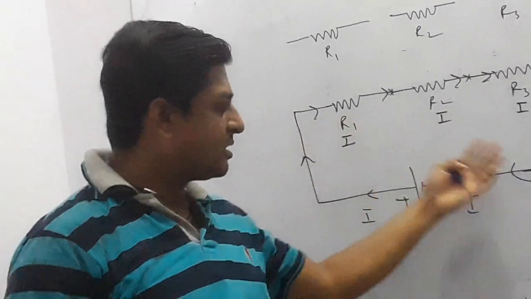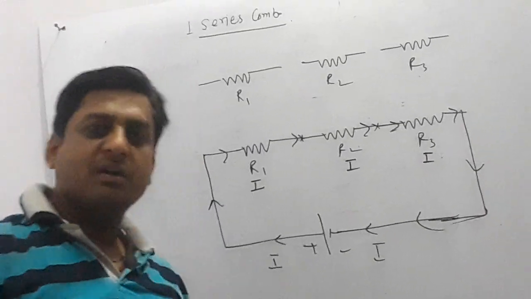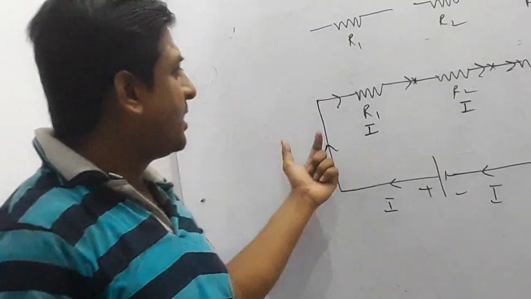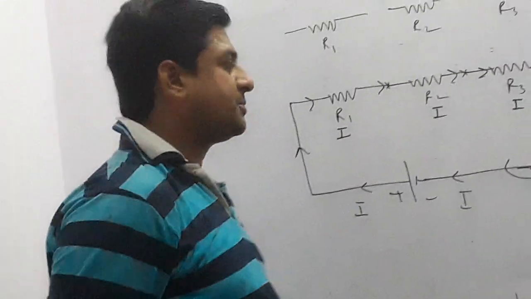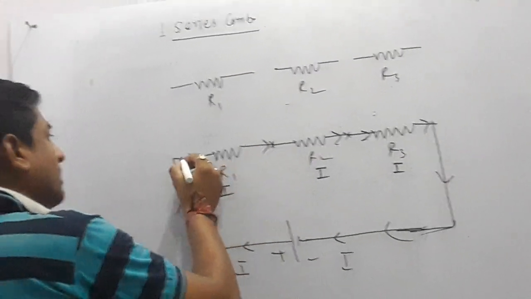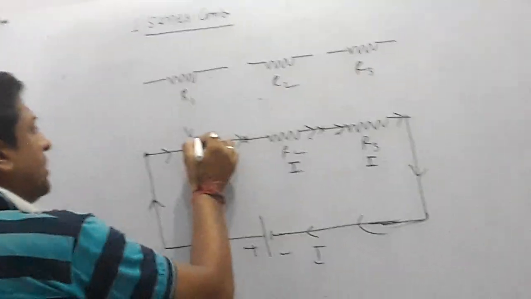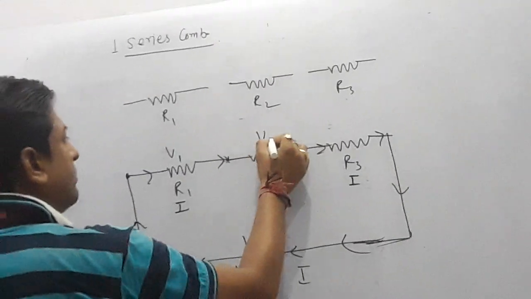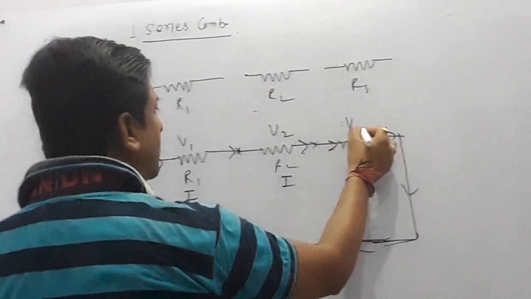If a number of resistors are joined end to end and the amount of current is the same for all the resistors, then the combination is called series combination. Now here, across these two ends, the potential is this. Across these two ends, the potential is this. Across these two ends, the potential is this.